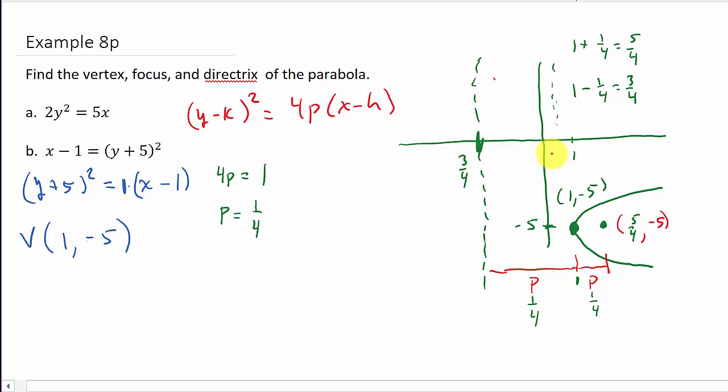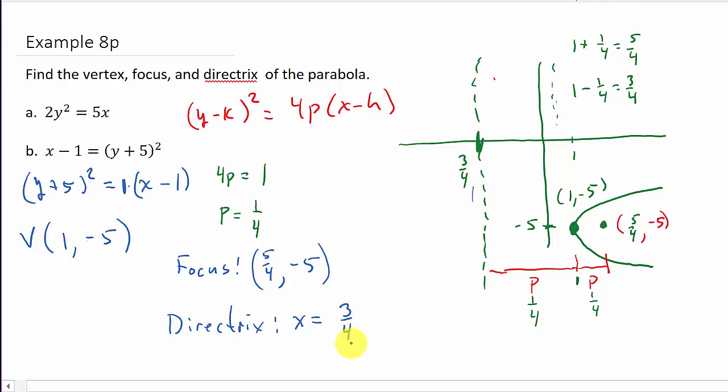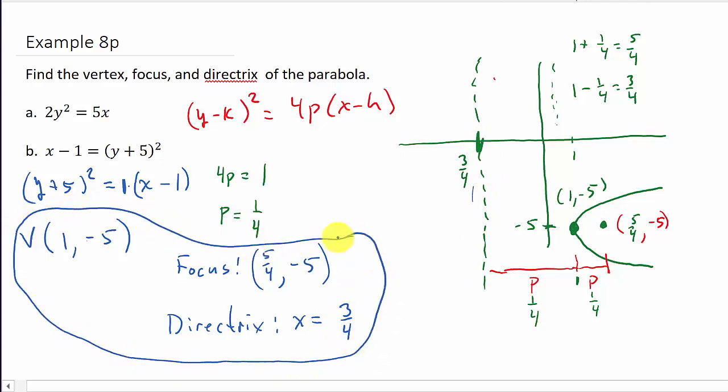All right, so let's go ahead and get our focus. The coordinates of that are 5/4, -5. So there's the coordinates for the focus. And then the directrix, that's this line. A vertical line is x equals, well, what's x going through? It's going through 3/4. And there's your vertex, focus, and directrix.